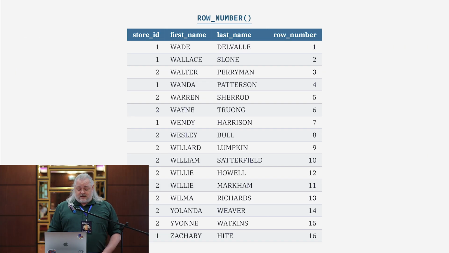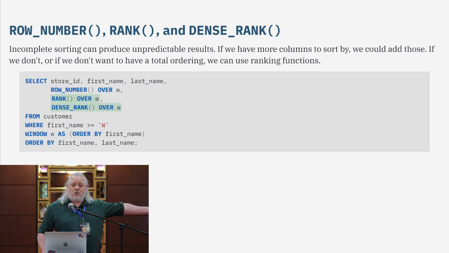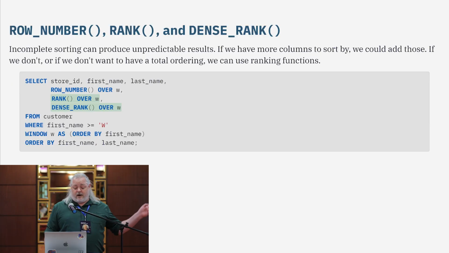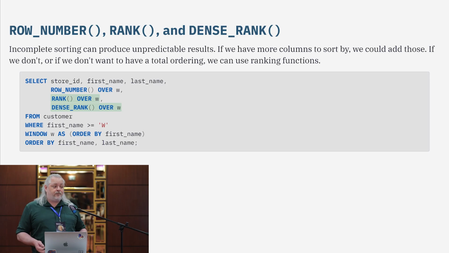So if we wanted this to be perfectly ordered, what should we do? Right, we could put the last name in the order by of the window specification. But what if we don't have something like that? Then what we would do is we would not use row number, we would use one of two different functions called rank and dense rank.